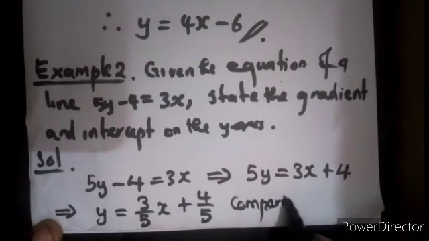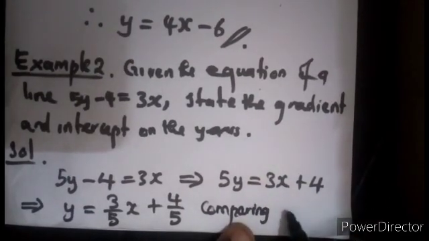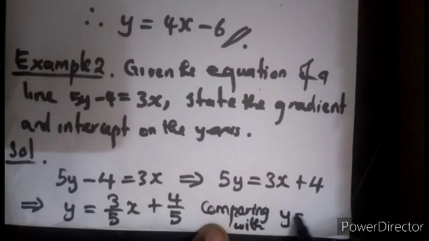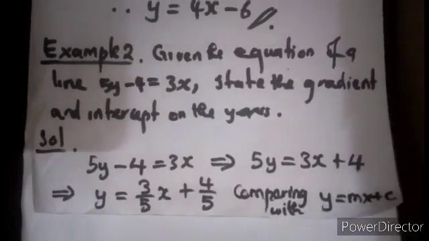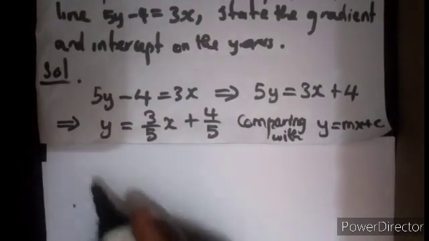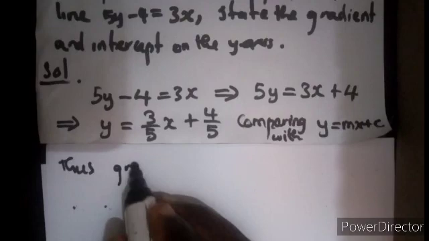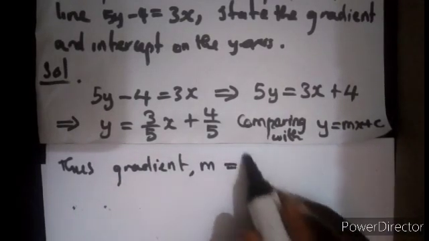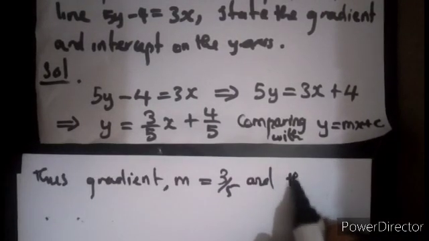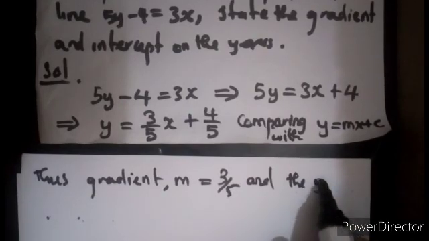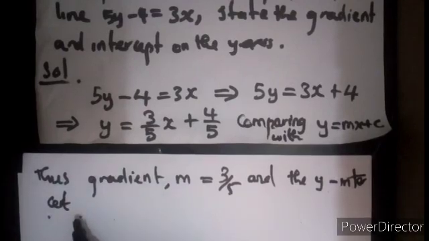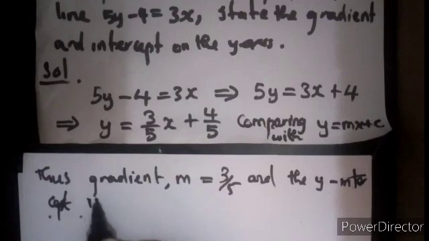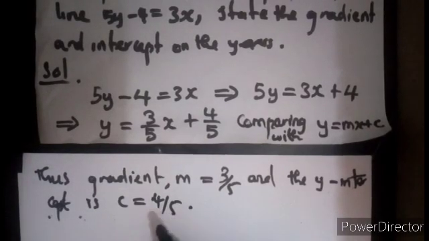Comparing with y equals mx plus c, we see clearly that the gradient is equal to 3/5, and the y-intercept is clearly 4/5.